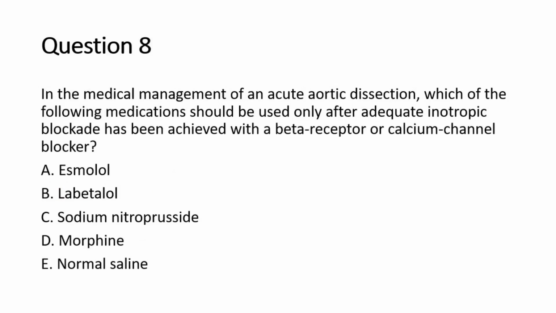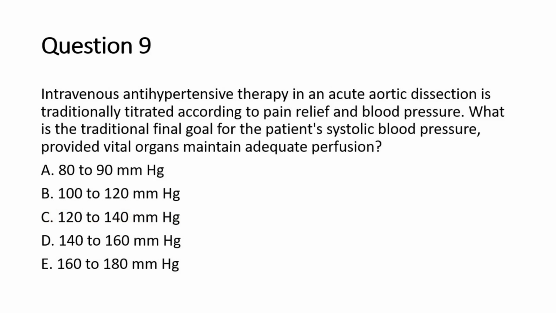Question 8. In the medical management of an acute aortic dissection, which of the following medications should be used only after adequate inotropic blockade has been achieved with a beta receptor or calcium channel blocker? C. Sodium nitroprusside. Question 9. Intravenous antihypertensive therapy in an acute aortic dissection is traditionally titrated according to pain relief and blood pressure. What is the traditional final goal for the patient's systolic blood pressure, provided vital organs maintain adequate perfusion? B. 100 to 120 mm Hg.